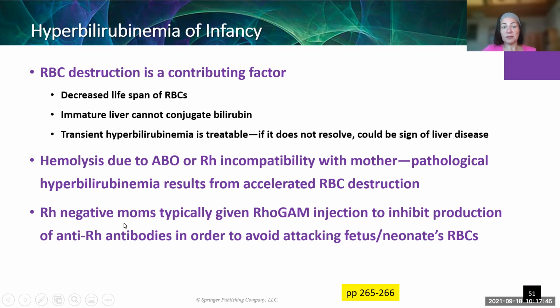Rh negative moms can be given an injection of something called RhoGAM. And RhoGAM inhibits the Rh antibodies such that the fetus and neonate is not being exposed to these anti-Rh antibodies, and hopefully will avoid all the red blood cell destruction that can happen when an Rh negative mom has an Rh positive fetus. That's what RhoGAM is about.